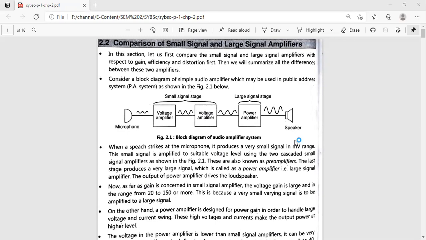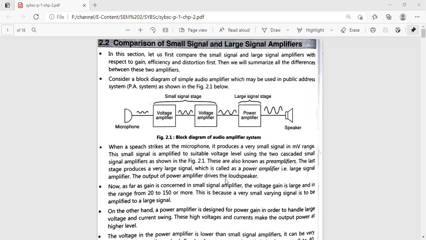Now what is a voltage amplifier going to do? It is going to amplify the voltage, and all voltage amplifiers are small signal stages. Now if we want to handle a large power, then in that case we need a power amplifier. So this is the main perspective behind using power amplifiers. The motive behind using a power amplifier is that we need to handle more power at the same time.